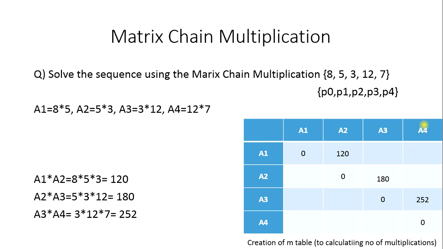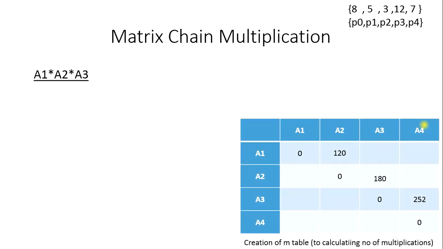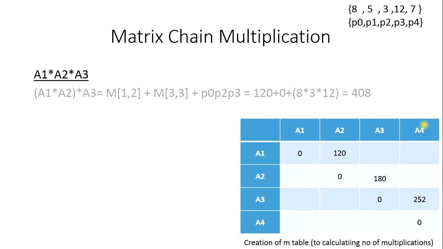After all of these multiplication calculations are done with the pair of 2, what next? We go to the combination of 3, a1, a2 and a3. So a1, a2 and a3 can be multiplied in two possible combinations: a1 into a2, the resultant multiplied by a3, or a1 multiplied by the resultant of a2 and a3. Let's check them both out.